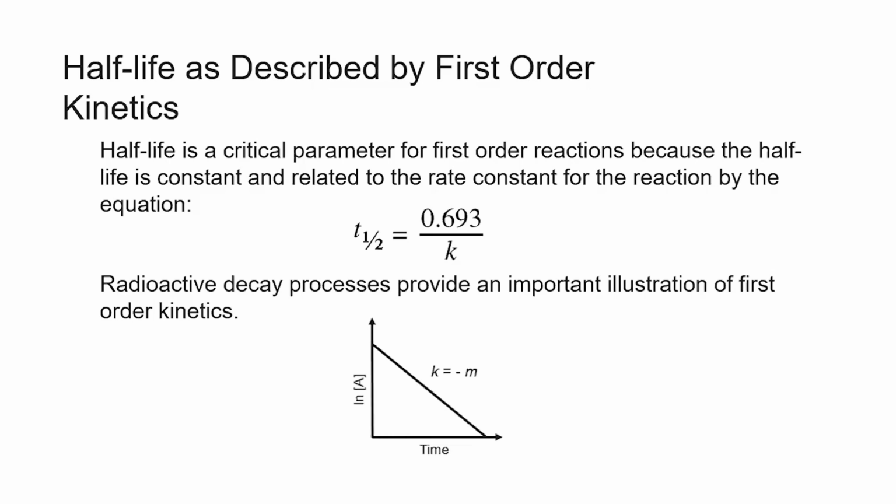Radioactive decay processes provide an important example of first order kinetics. Natural log, first order kinetics, linear line. So keep that in mind. You may see a question that's just going to say, half-life is shown here, what type of order reaction? First order right away, boom. Half-life, first order.